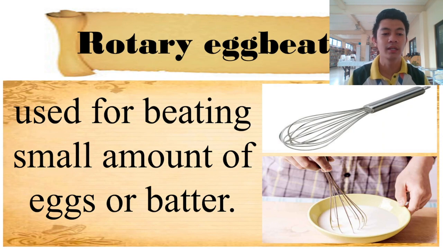Rotary egg beater, used for beating small amount of eggs or batter. Rotary egg beater is a handheld kitchen utensil with rotating blades for beating, whipping, or mixing. And an example of rotary egg beater is what someone would use to whip heavy cream into whipped cream. Ayan. Ito yung ginagamit natin para panghalo ng egg, ng cream, ng butter, at marami pang iba. Ayan. That's the main purpose of rotary egg beater. Alright? Next, guys.